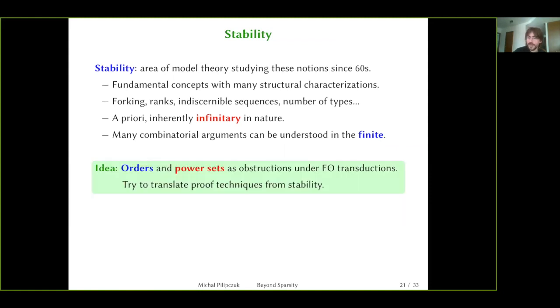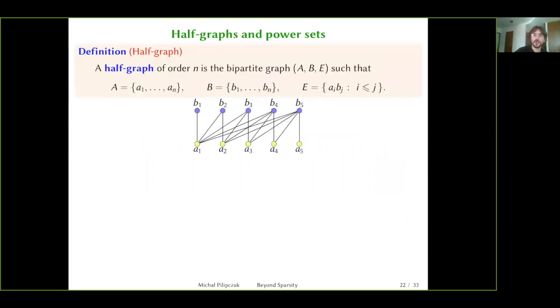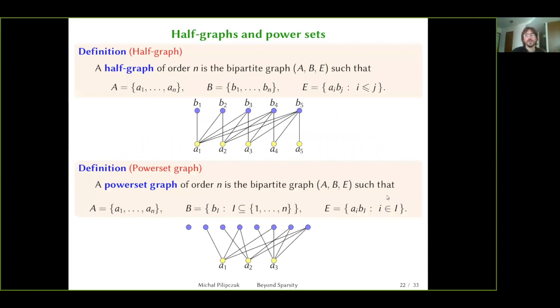So the idea now is to use orders and power sets as abstractions under FO interpretation, and try to translate the whole toolbox from stability theory to the finite. So the key here is to get the right definitions, the right definition of what dependence and stability should say in classes of finite graphs. For this, we will talk about half graphs and power set graphs. A half graph is the graph that you see here on the picture.